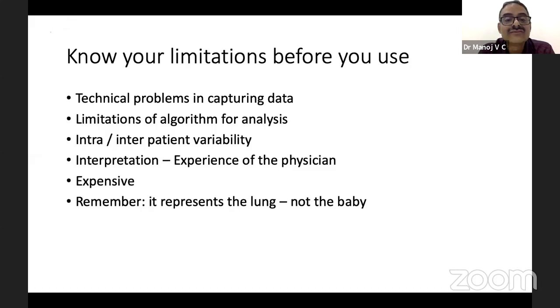And always remember, what you see in the pulmonary graphics will represent only the lung, which means do not correlate it with your oxygenation. You can correlate with your ventilation, but not with your oxygenation. Oxygenation, I said, is only partly taken care of by the lung. You have the oxygen carrying capacity of the blood that gets affected. You have the cardiac contractility. You have the blood volume. You have the tissue perfusion. All these are going to affect your oxygenation. So it only represents the lung or the ventilation.